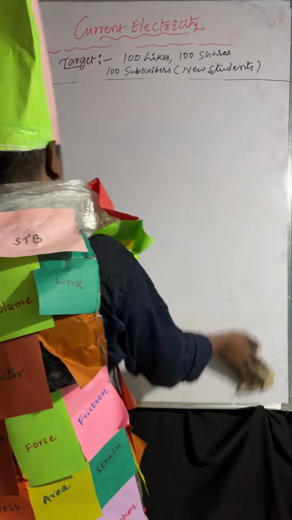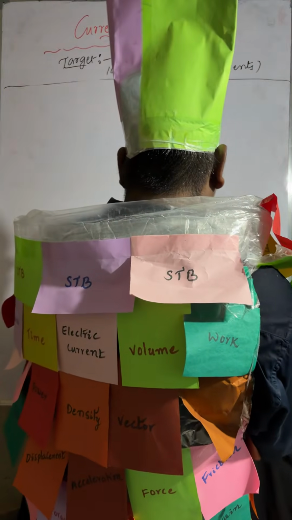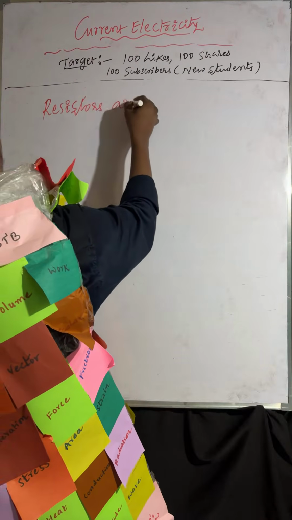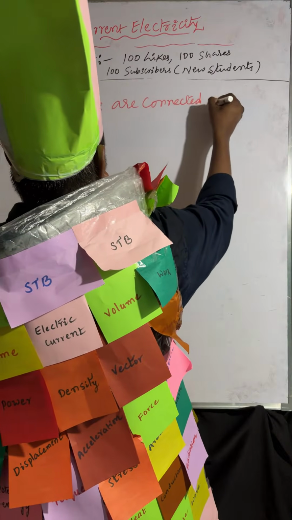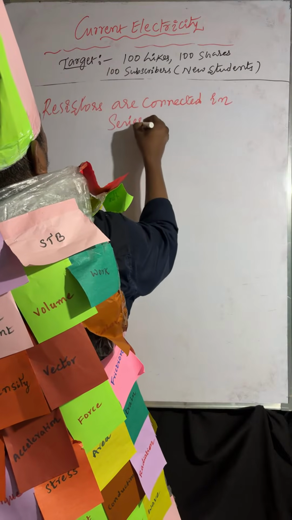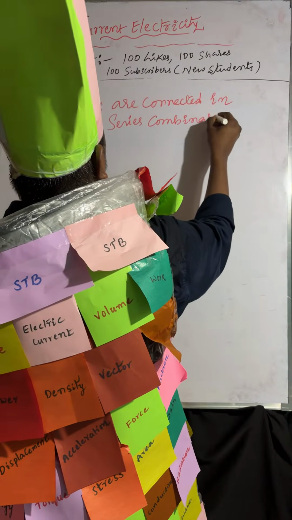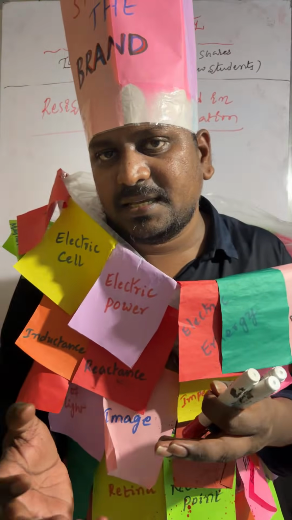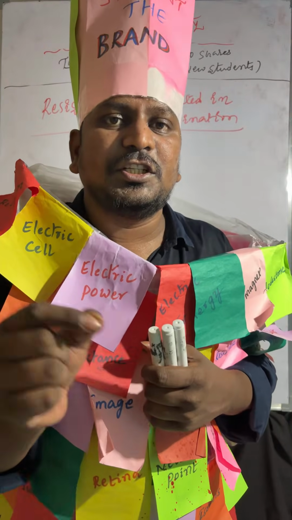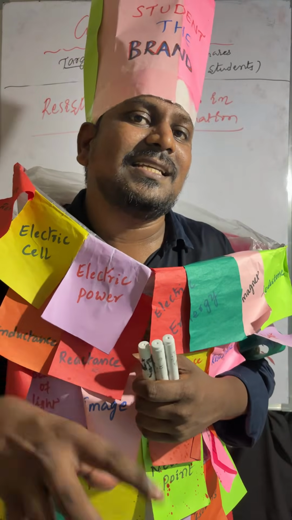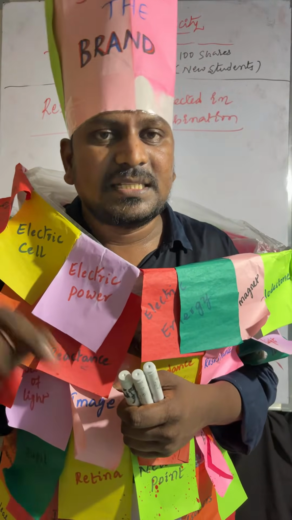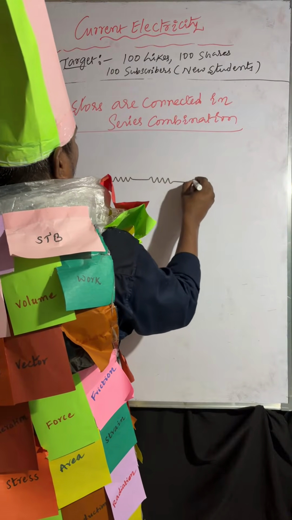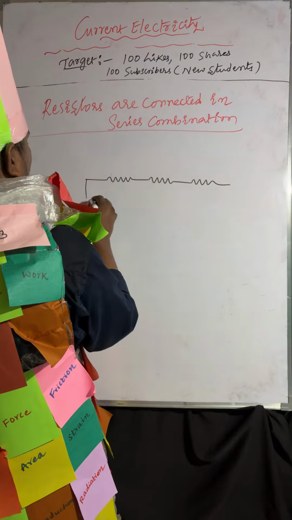Coming to the next one, resistors connected in series combination. Understood or not? I am taking resistors. As I mentioned in the previous concept, a resistor is a device used to oppose the electric current. Resistance is the phenomenon of opposing the electric current in the circuit. The SI unit of resistance is ohm. So here are three resistors, 1, 2 and 3. I am considering them here.